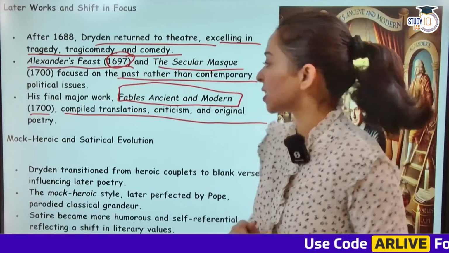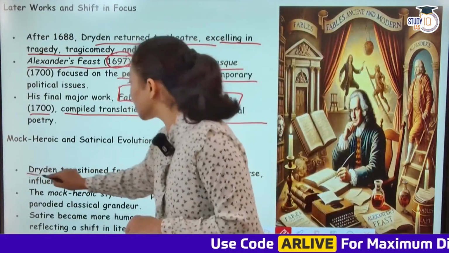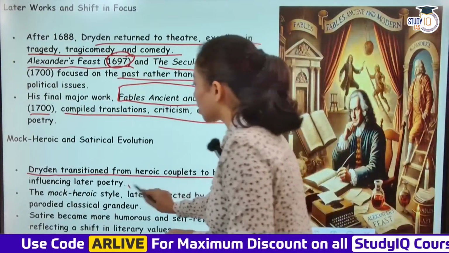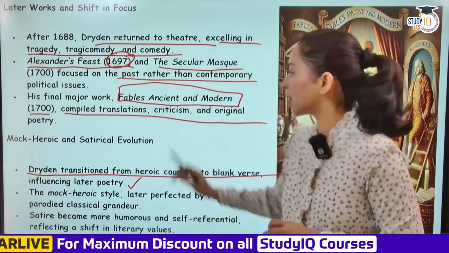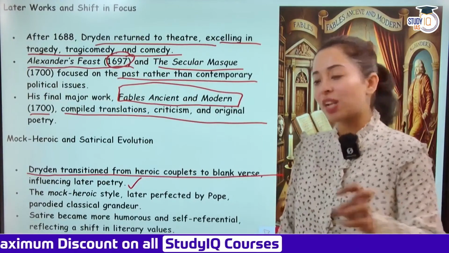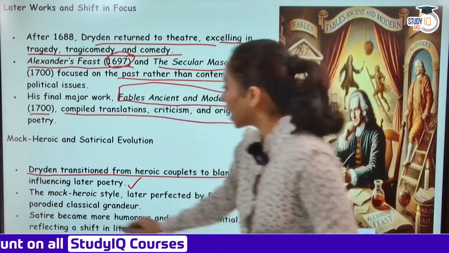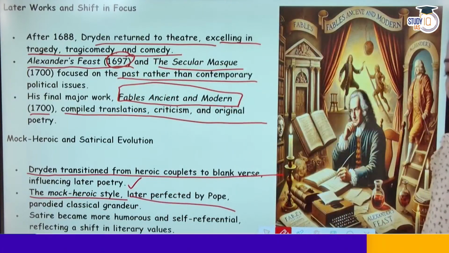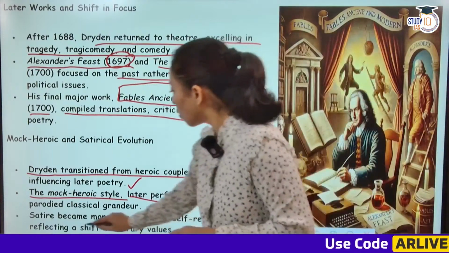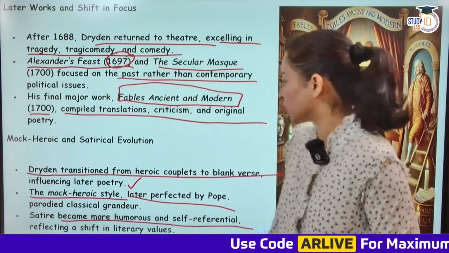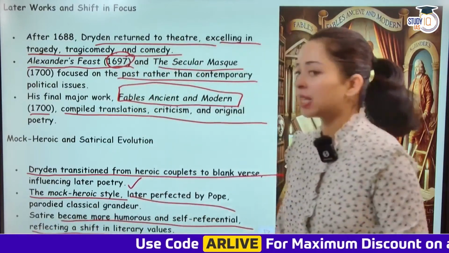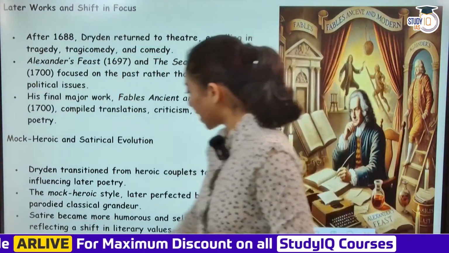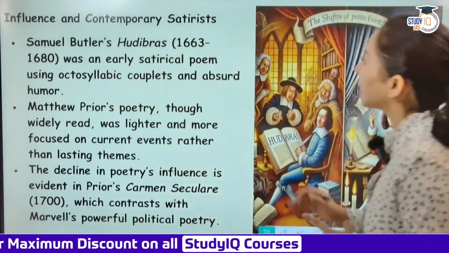Now mock heroic and satirical evolution देखिए, Dryden transitioned from heroic couplets to blank verse, influencing later poetry. Okay, so in mock heroic and satirical evolution, Dryden was the one जिसने transition किया from heroic couplets to blank verse. The mock heroic style, later perfected by Pope, parodied classical grandeur, and satire became more humorous and self-referential, and this reflected a shift in literary values. Okay, so later works and shifts in the satires. Next you have influence and contemporary satires.